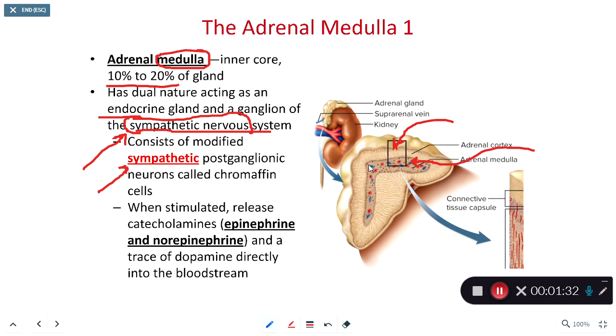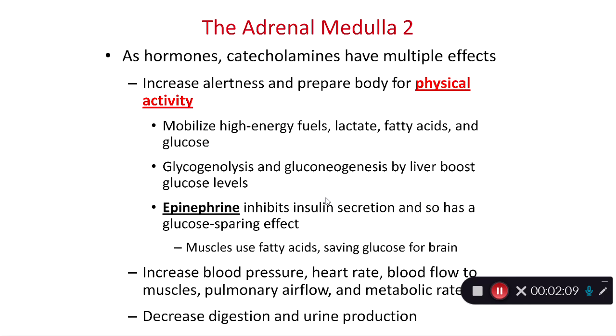So within the adrenal medulla, we're going to have sympathetic postganglionic neurons called chromaffin cells. These cells are going to release stress hormones, epinephrine and norepinephrine, also known as adrenaline and noradrenaline. The generic name that refers to both of these is the catecholamines. These are hormones that are going to upregulate metabolic activity in the body. We're also going to have a very small amount of dopamine being released from the adrenal medulla into the bloodstream.